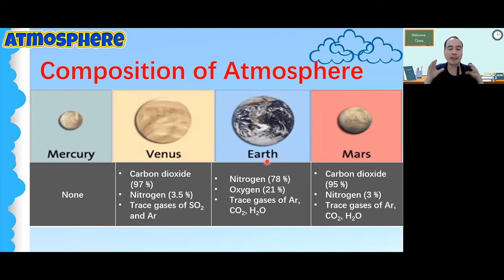Also, somehow your ocean plays an important role in dissolving this carbon dioxide. So now I hope you understand why your Earth does not have so much carbon dioxide compared to your Venus and also your Mars.